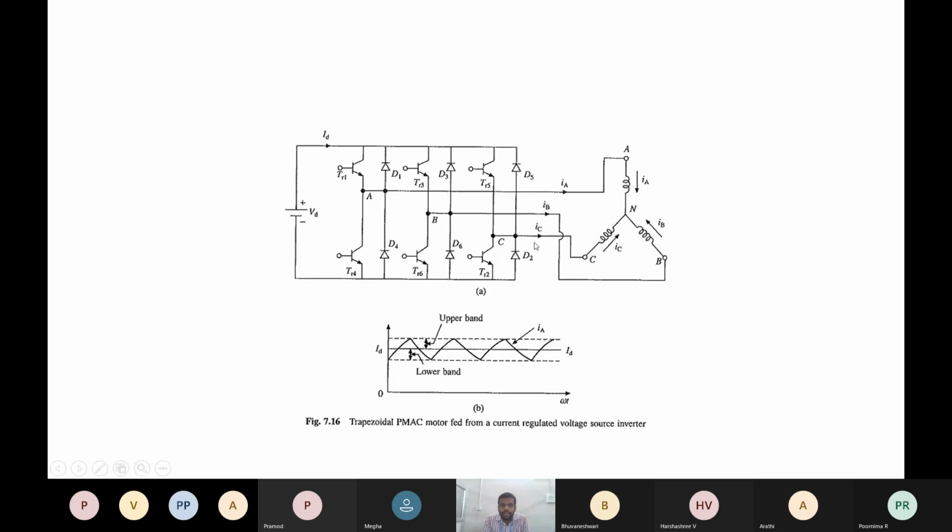It will be like D1 flowing up to D6. TR1, D1, TR6, D6. Okay, so when TR1 is turned off, current will flow through this, here, and like this.